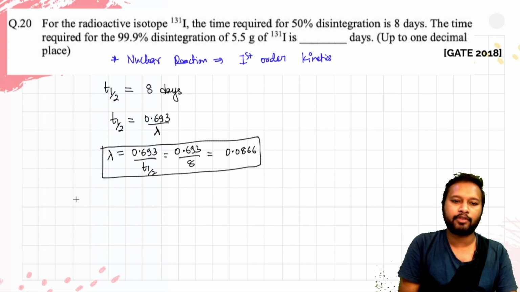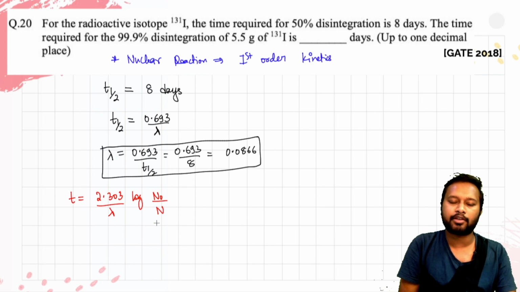Now let's do the next part of it. So the time required will be equal to 2.303 upon lambda, and then you have log of initial number upon final number. Initial concentration upon final. I'm just substituting the initial amount of atoms divided by the final amount of atoms. So let's take the initial amount as 100%. For the time required for 99.9% disintegration, how much will be left out? Obviously 0.1% will be left out, right? So that is going to be your final value. So just put it here.